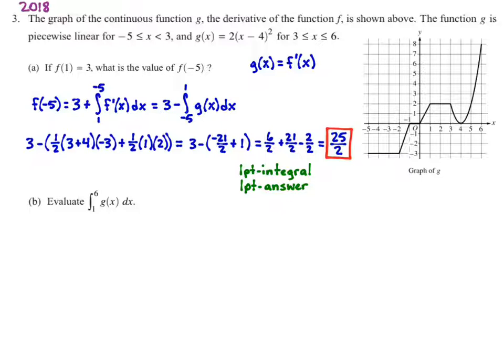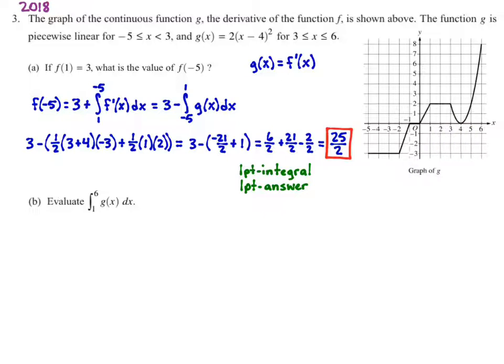For part B, it says evaluate the integral from 1 to 6 of g of x dx. Well, that's pretty straightforward, it sounds like. We're looking for the integral from 1 to 6. But notice what I have here. From 1 to 3, I have a nice constant function. That's just a little square. But then the integral from 3 to 6, that's a parabola. And I don't know the specific equation for finding the area under the parabola.